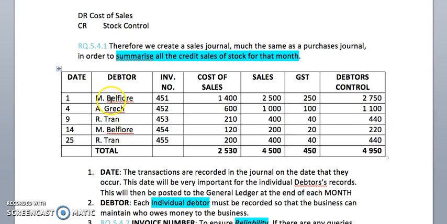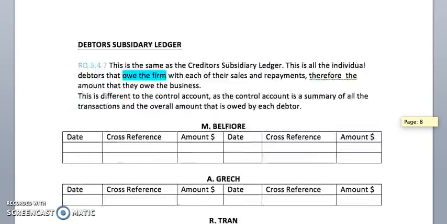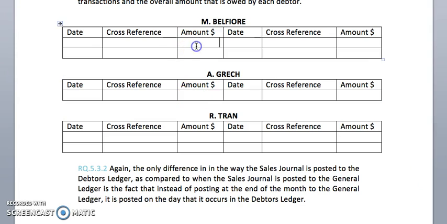So this debtor has two different transactions, one on the 1st and one on the 14th. The one on the 1st was 2,750, and the one on the 14th was 220. So 2,750 and 220 on the 1st and 14th, just so I remember.